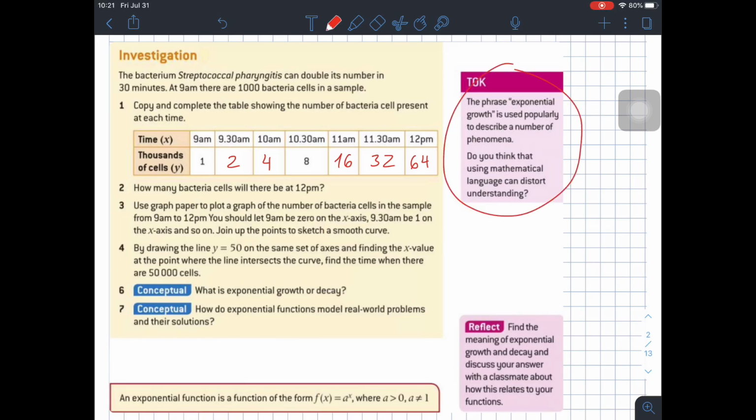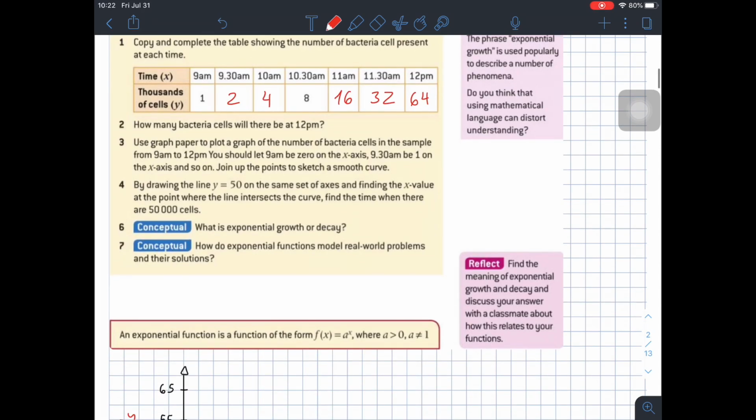Okay, so here's a TOK question. It says, the phrase exponential growth is used popularly to describe a number of phenomena. Do you think that using mathematical language can distort understanding? So that's just for you to think a little bit about.